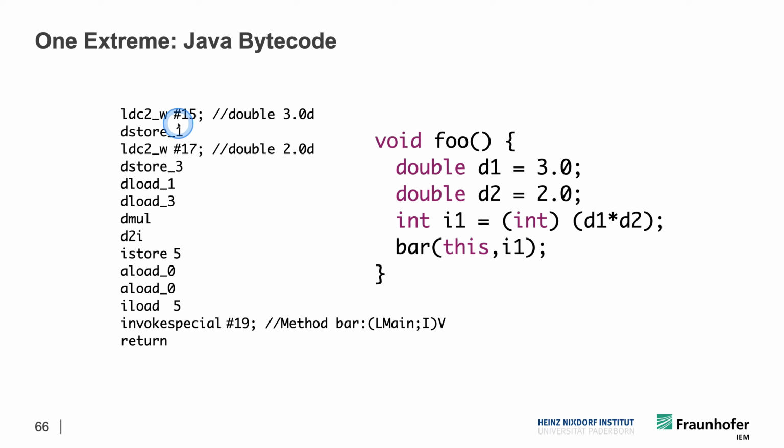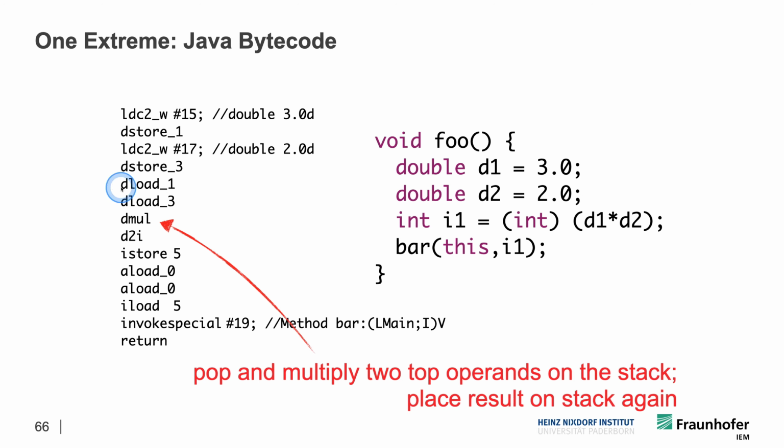So here we're basically loading two constants onto the stack. And then we are actually loading them into given registers. So 1 and 3 are registers. And then here, these are loaded again onto the operand stack. And then you have this dmul instruction here.